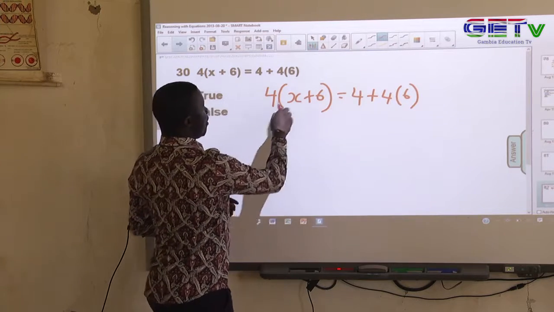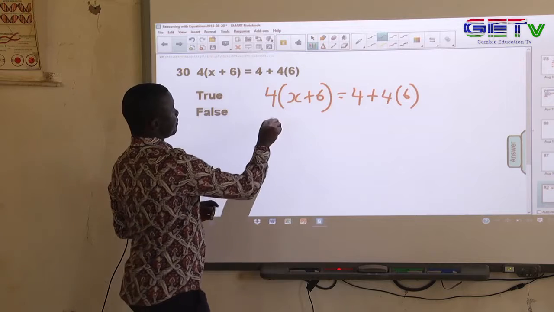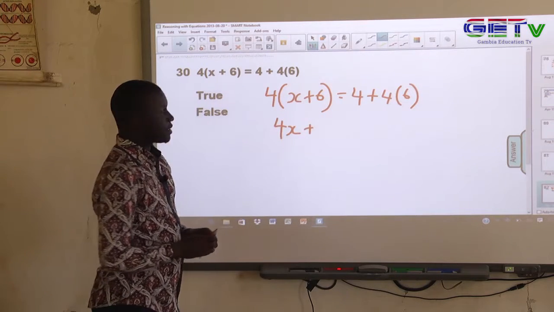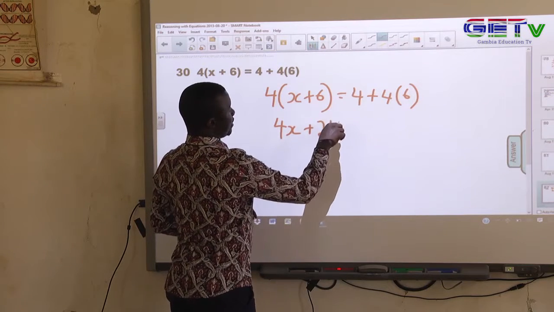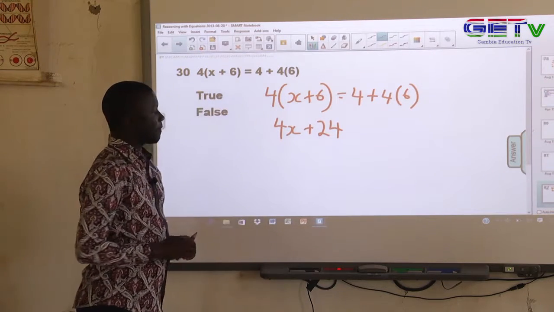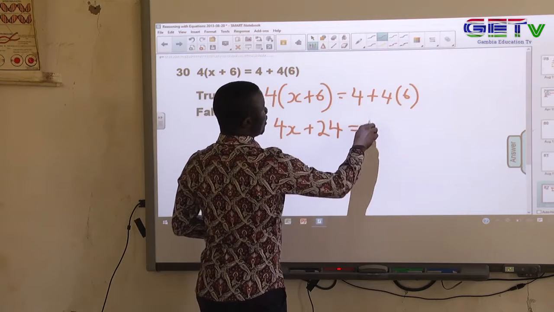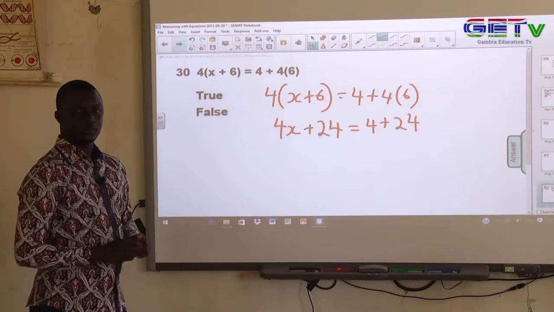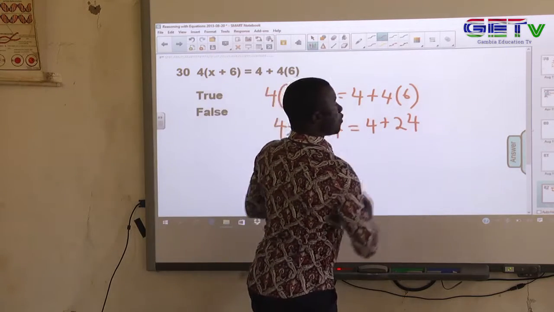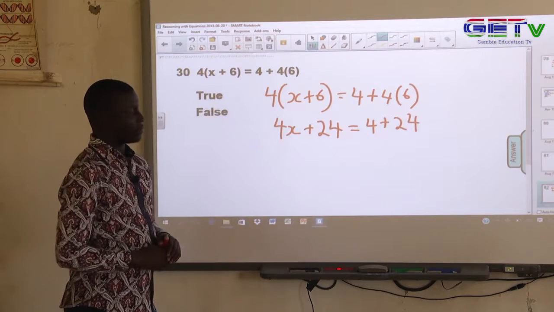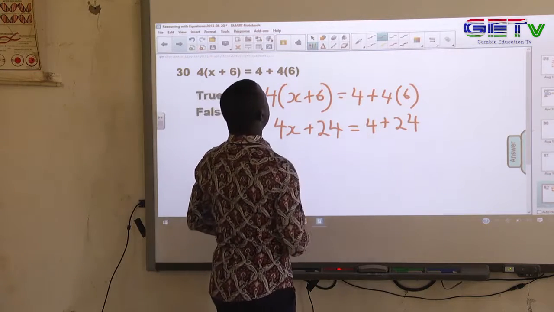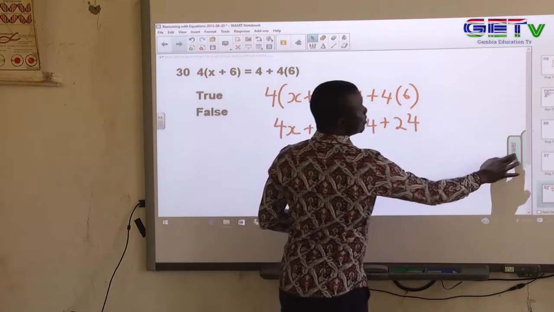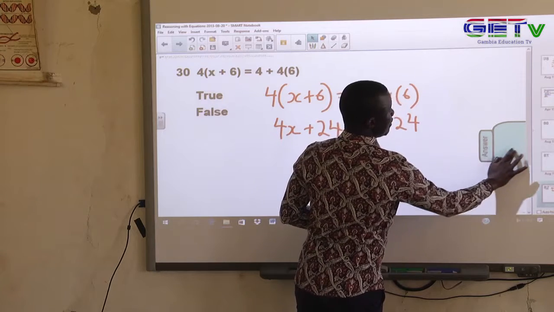So we have 4 times x, which is 4x, plus 4 times 6, which is 24. Is this equal to 4 plus 4 times 6, 24? Are these two expressions equal? True or false? Obviously, they are not the same. They are not equal, so it is false. As the answer shows you, it is false.